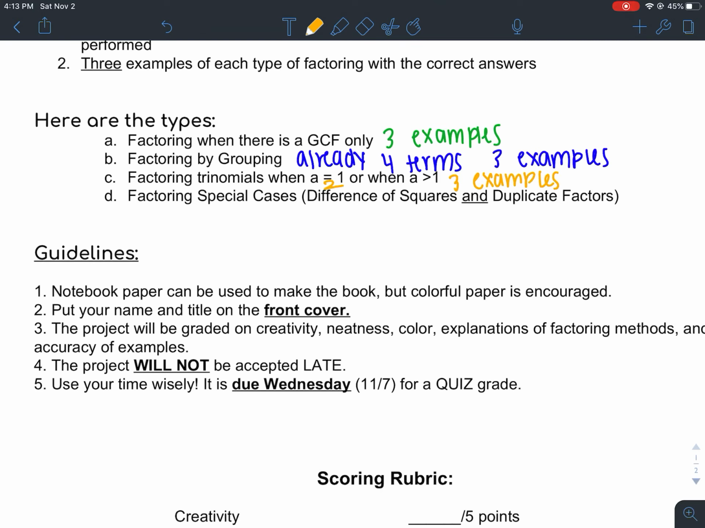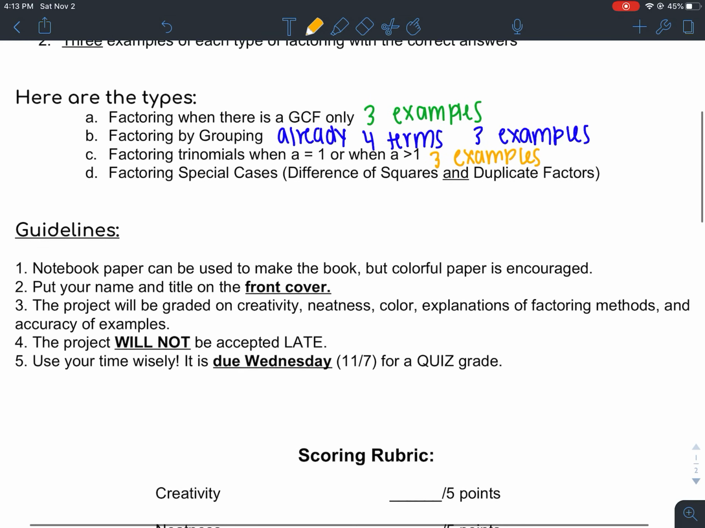You can either do 2 for when A is 1, or 1 is greater than 1, or when A is greater than 1, or you can do 1 of those and 2 of these. But in total, you need at least 3. Now, you can do more than 3, but you need at least 3.